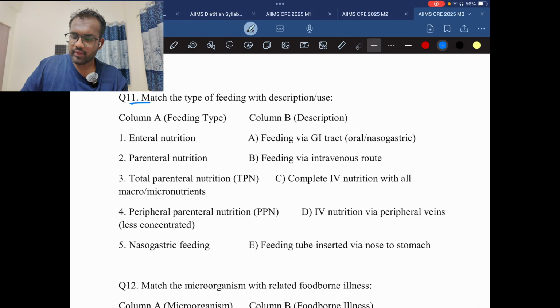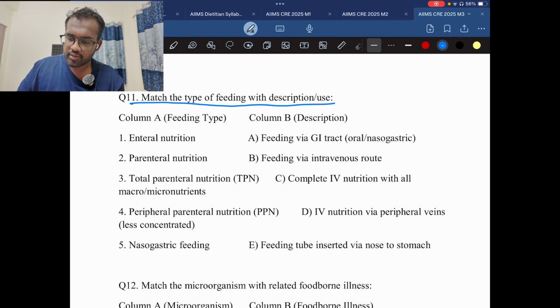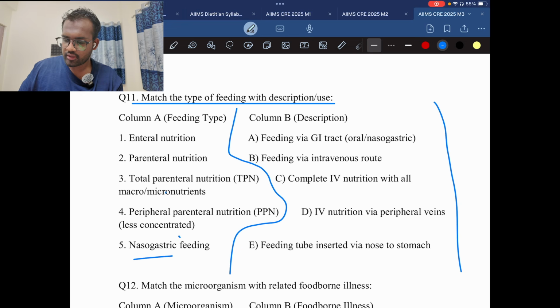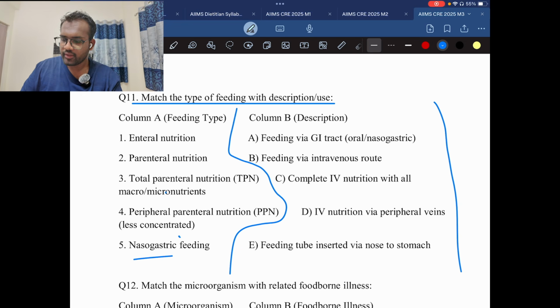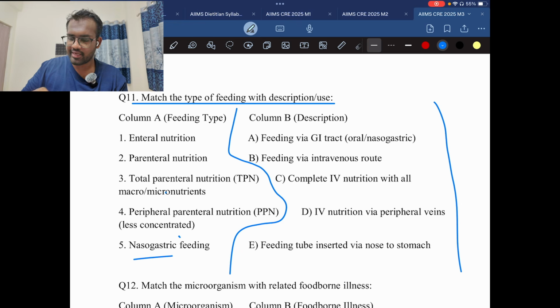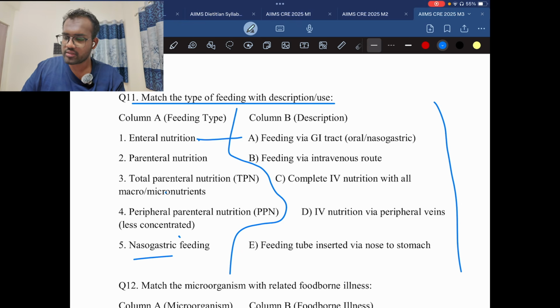Then question number 11: match the type of feeding with the description or use. They have given the feeding here and they have given the description here. So enteral nutrition, parenteral nutrition, total parenteral nutrition, and peripheral parenteral nutrition, and nasogastric feeding. So enteral nutrition is given through the tube to the gastrointestinal tract. So when there is a functioning GI, we usually prefer enteral nutrition. So they're feeding via GI tract or oral or nasogastric.